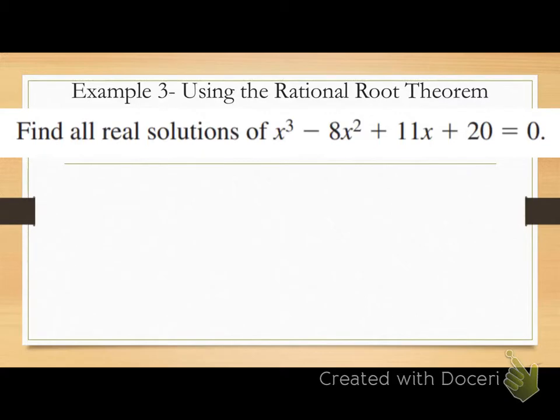Well, let's look at it. Do I have a GCF anywhere that I could factor out? No. Does this look like I could factor this using any of my factoring methods? No. I can't use any of my previous factoring methods. So essentially, the rational root theorem is just another method to factor something that I'm not able to factor. Okay, so I'm still essentially factoring it.